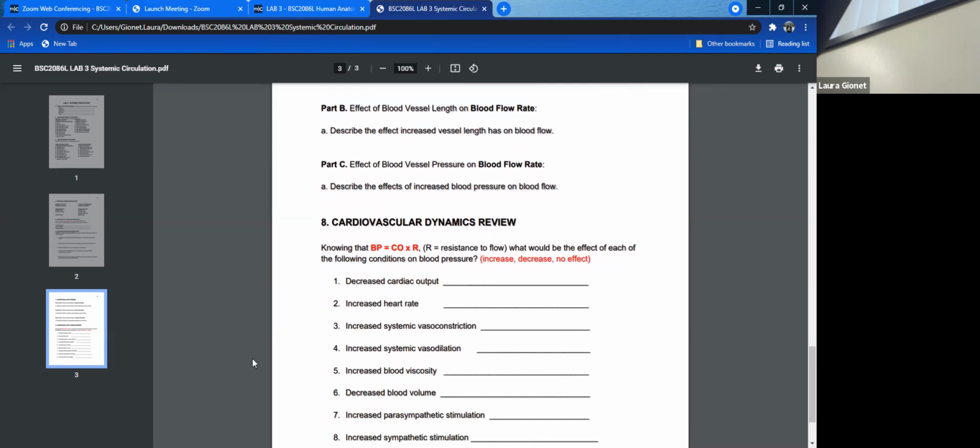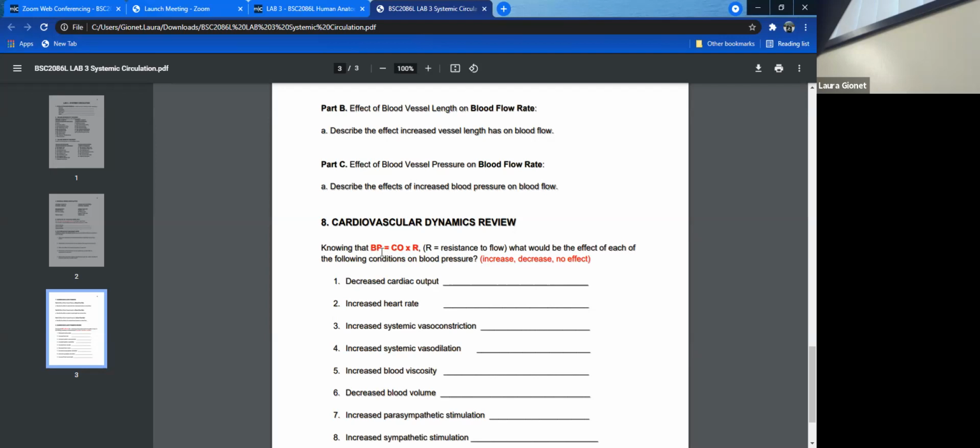Okay, then we get into cardiovascular dynamics. So it says here, knowing that blood pressure equals cardiac output times R for resistance, or peripheral resistance, what would be the effect of each of the following conditions on blood pressure? Increase, decrease, or no effect? And also keep in mind, what is the equation for cardiac output? Right? Because you could rewrite that and have BP equals stroke volume times heart rate times R for resistance. Okay, so let's take number 1, decrease cardiac output.